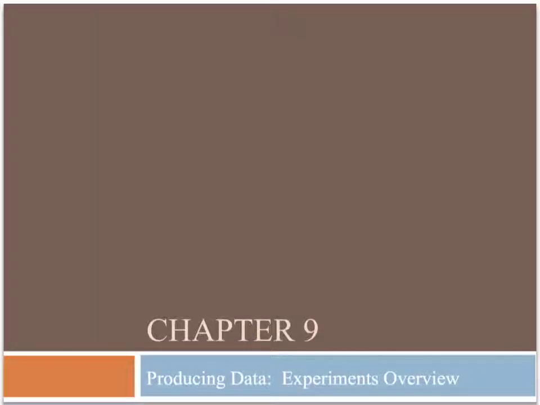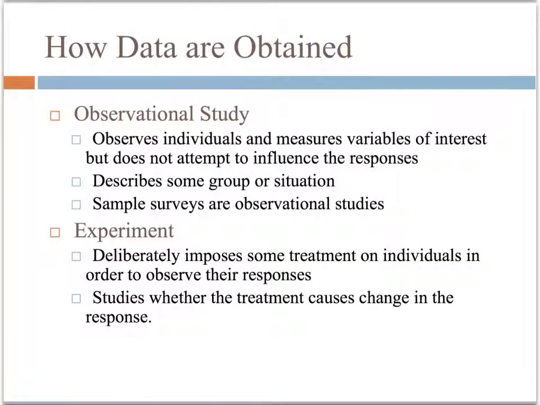This video is going to give an overview for how we produce data through experiments. Data can be obtained in two ways: an observational study, in which we observe individuals and measure variables, but we don't try to influence anything. They're used usually to describe a group or a situation, and one example of them is sample surveys.